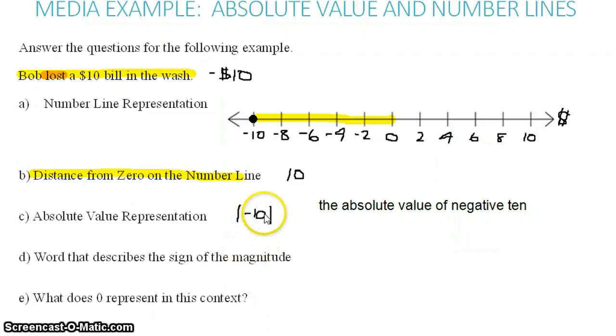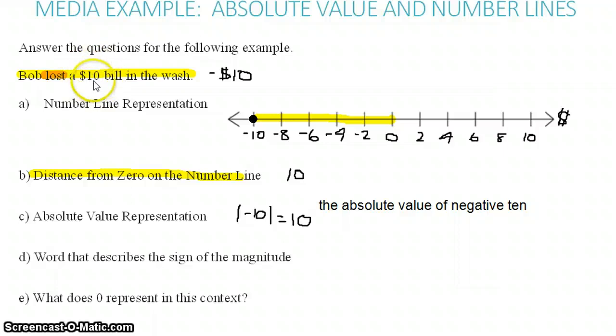And now we're going to write what it equals. Well, the absolute value of negative 10 is equal to 10, because the absolute value is the distance from 0 of the number on the number line. Let's look at the next question. The word that describes the sign of the magnitude. So the magnitude is our distance, and we've seen this in a lot of examples.